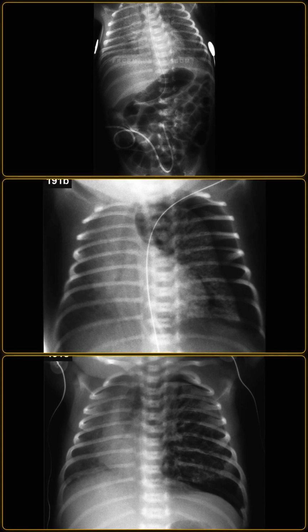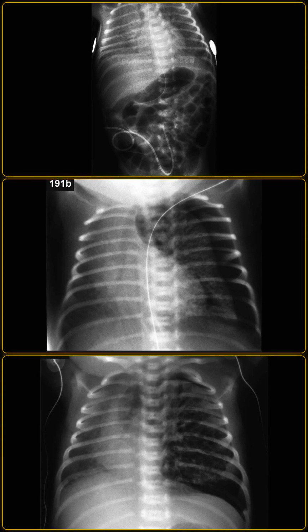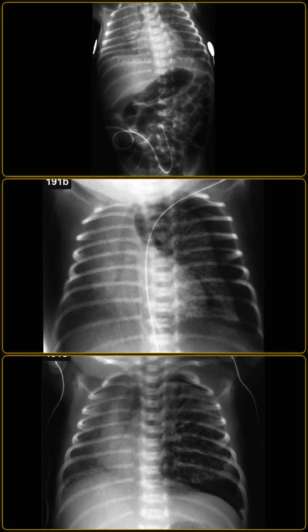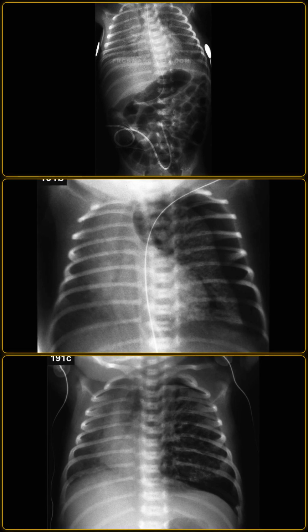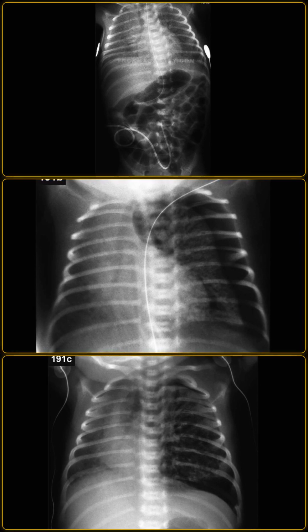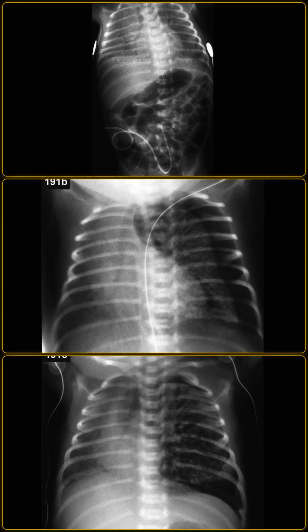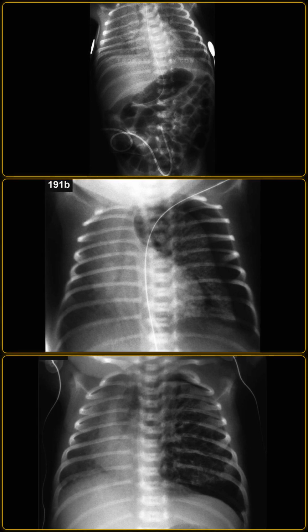Contrast the clinical and radiographic features of hyaline membrane disease with transient tachypnea of the newborn, neonatal pneumonia, and meconium aspiration. In that case, transient tachypnea of the newborn occurs in term or near-term infants, often after cesarean section, and is caused by delayed clearance of fetal lung fluid. It shows normal or increased lung volumes, prominent vascular markings, fluid in the fissures, and resolves within 48 hours.